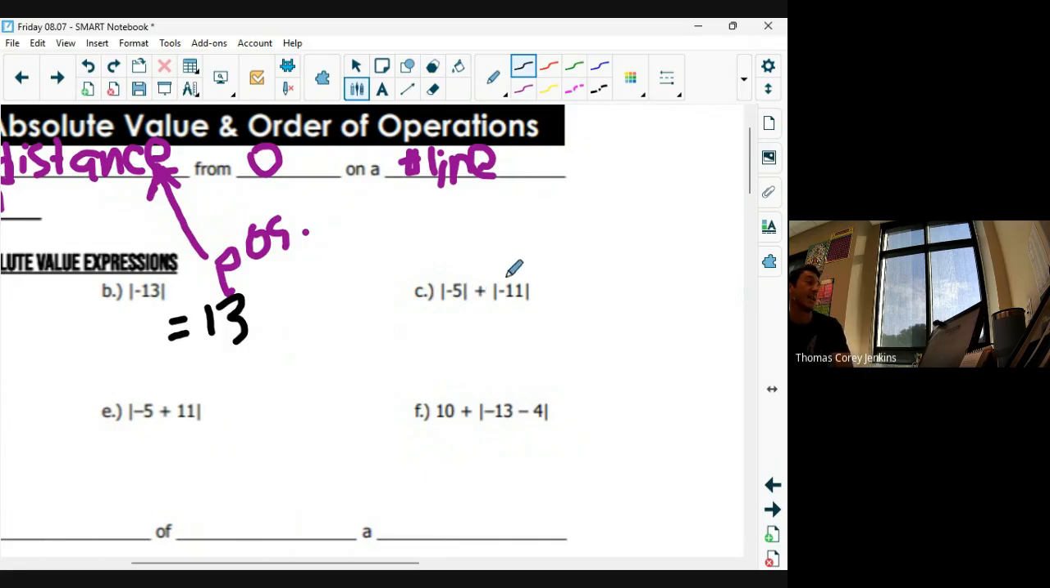Now, C says we have multiple absolute value expressions. So we want to evaluate both of their absolute values, and then we'll do the operation. Okay, so the absolute value of negative 5 is 5. The absolute value of negative 11 is 11. Now we can go ahead and add that expression because 5 and 11 are like terms, right? So what's my final answer? 16. Very good. You can write that underneath, or you can write equals off to the side, however you want to show that.